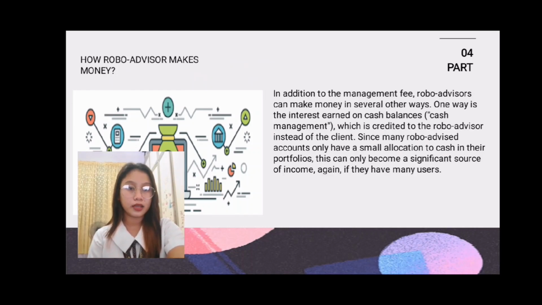In addition to the management fee, robo-advisors can make money in several other ways. One way is the interest earned on cash balances, or cash management, which is credited to the robo-advisor instead of the client. Since many robo-advice accounts only have a small allocation to cash in their portfolios, this can only become a significant source of income if they have many users.